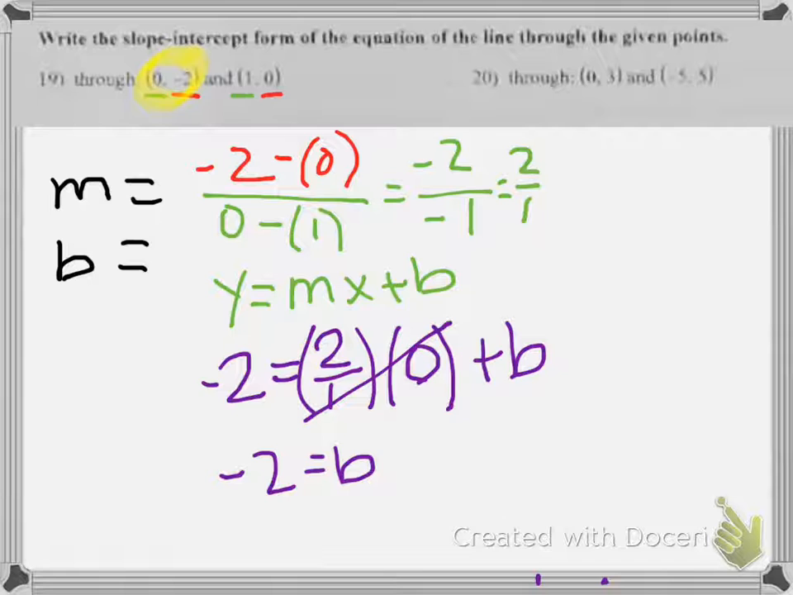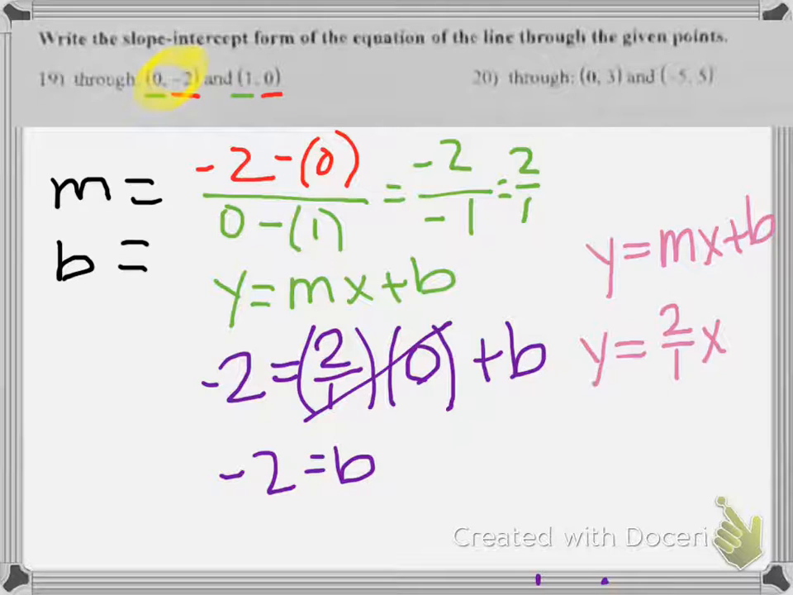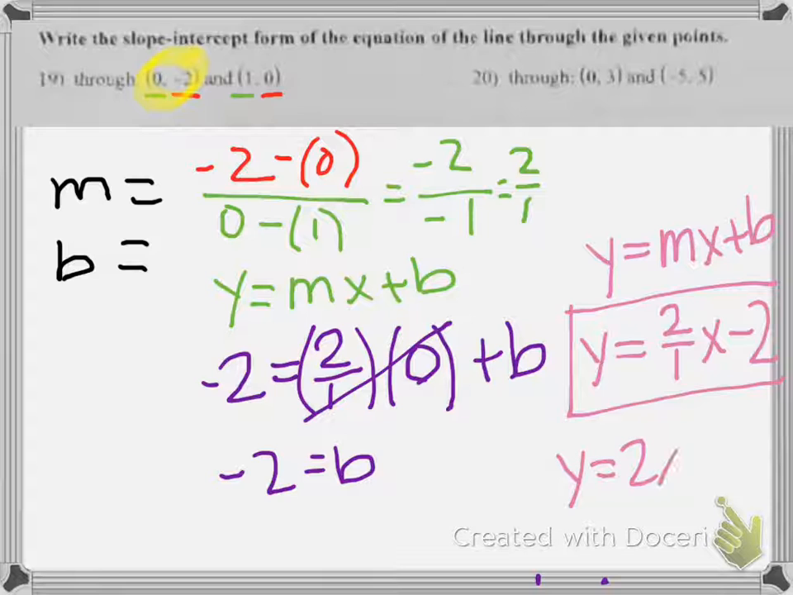Remember, our equation is y is equal to mx plus b. So here I would do y is equal to, m is my slope, so it would be 2 over 1, x plus b, which is -2, so it would be -2. And so my equation is y is equal to 2 over 1, x minus 2. Remember, 2 here is a whole number, so another way of writing it, you could write y is equal to 2x minus 2, and that'll be an acceptable answer as well.